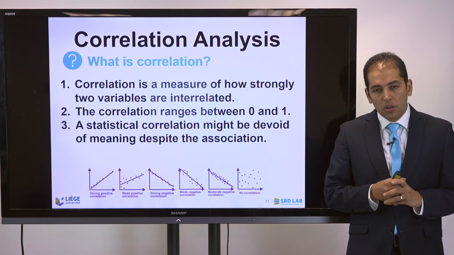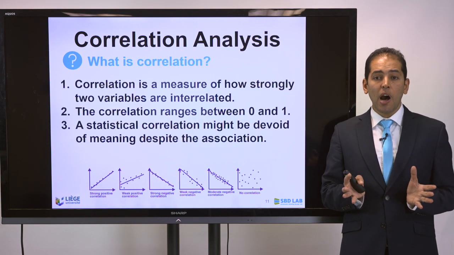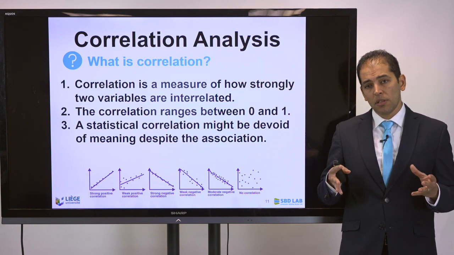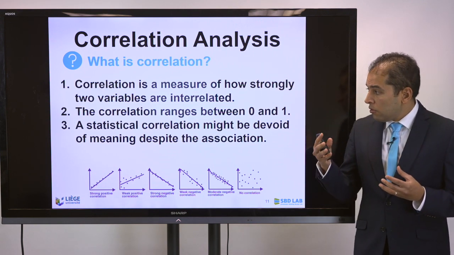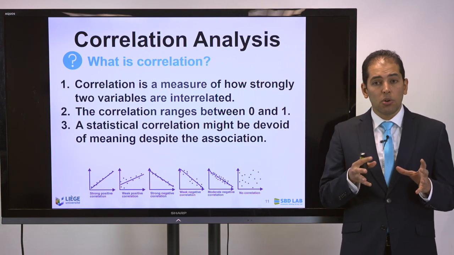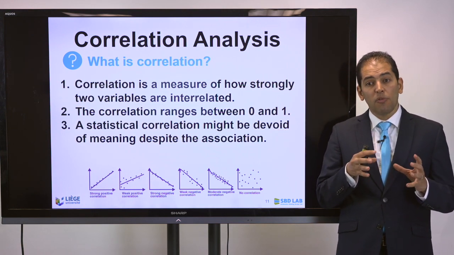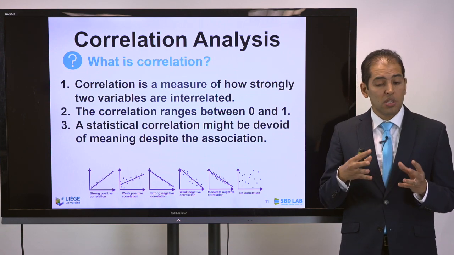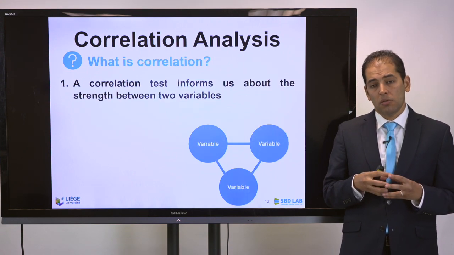However, when we define the correlation, correlation is a measure of how strongly two variables are interrelated. The correlation ranges between 0 and 1, and a statistical correlation might be devoid of meaning despite the association. So this is also important to take into account.